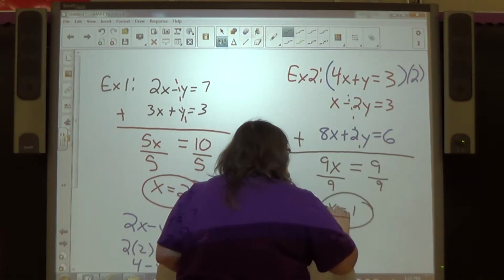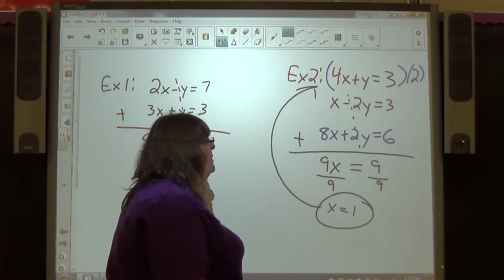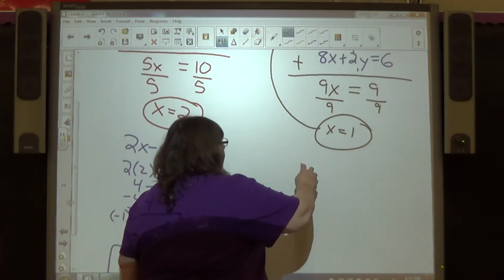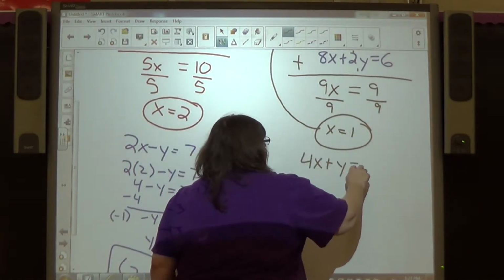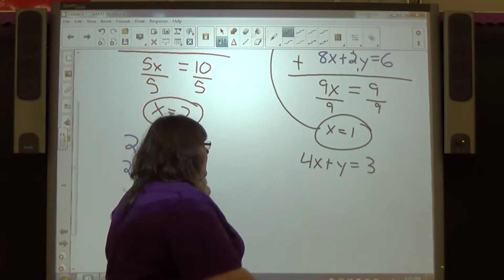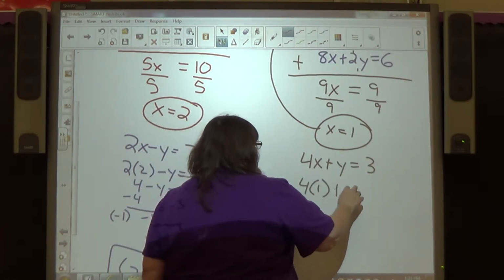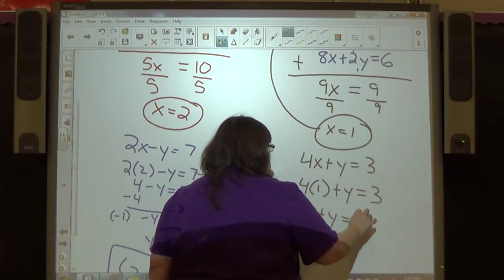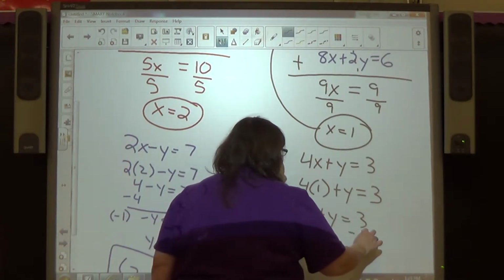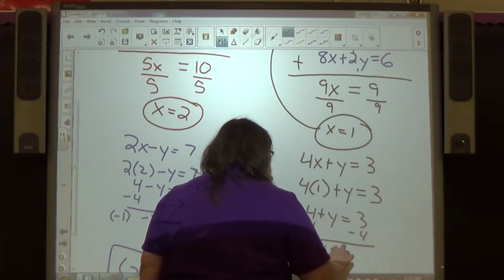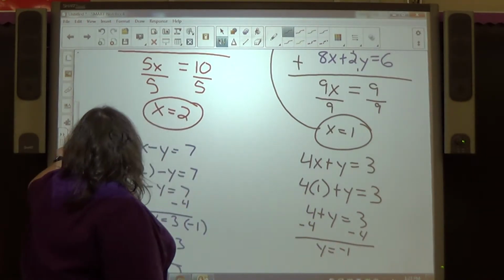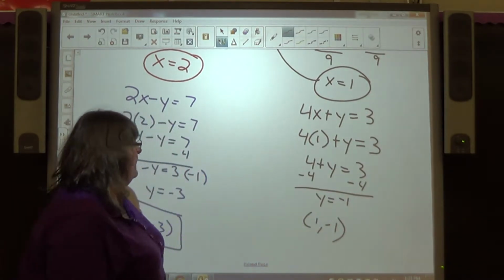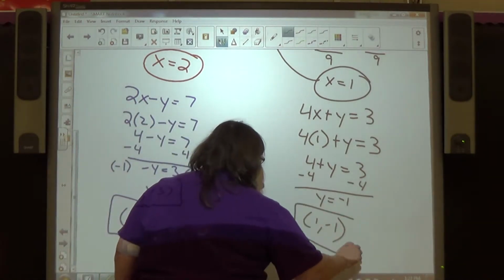Now take this 1 and plug it back up into one of those two equations. Okay? So let's use the top one, 4x plus y equals 3. Put the x in. 4 times 1 plus y equals 3. So 4 plus y equals 3. Subtract your 4. You get y is negative 1. So this coordinate is 1, negative 1. Okay? And that's the final answer.